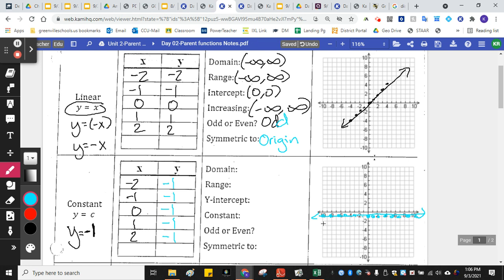Is it a function? Yeah. These are called parent functions, which is why we don't have a vertical line on this paper, because a vertical line wouldn't be a function. Yep, these are all functions. Domain? Negative infinity, positive infinity. Range? -1, in brackets. Just -1.